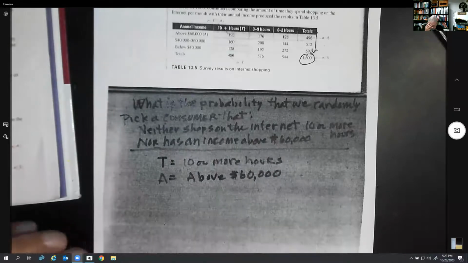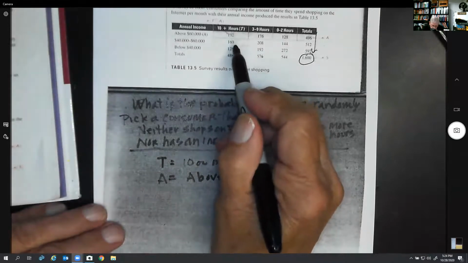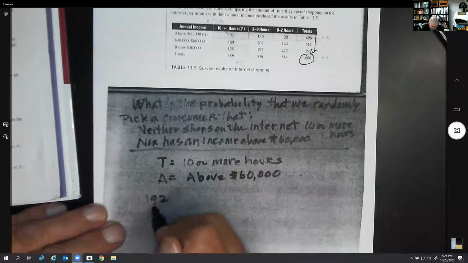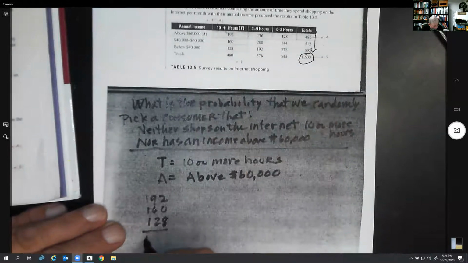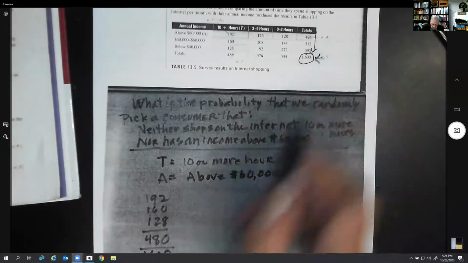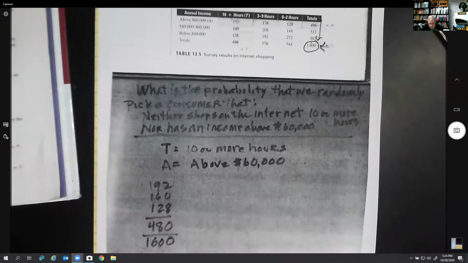So, how many people spend 10 or more hours on the internet? 192, 160, and 128. We're going to add those up. We're not going to add this because that is the total, 480. So 480 out of 1,600, this grand total right here, spend 10 or more hours on the internet.